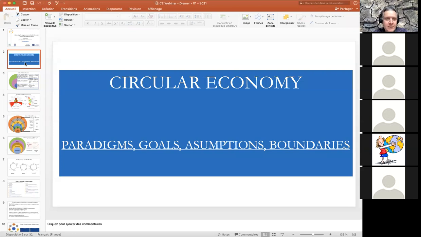Before starting to design indicators, you need to design paradigms, goal, assumption, boundaries, because for circular economy there are many definitions. At the same time, if you want to measure, it's not only a problem of data, it's the way and target you fix inside. So I would like to spend a little time to explain why we need to design this and why it's important, starting this before discussing methods, and after, at the end, try to design indicators for circular economy.